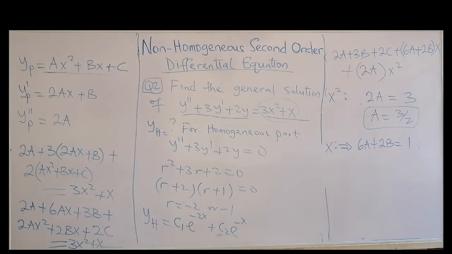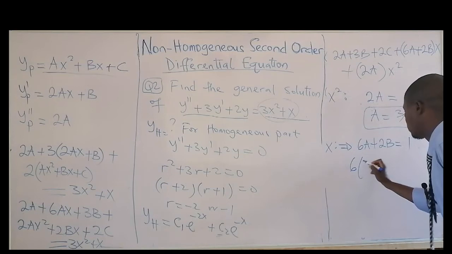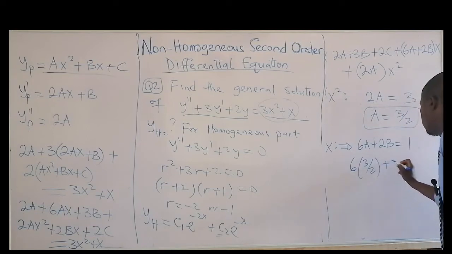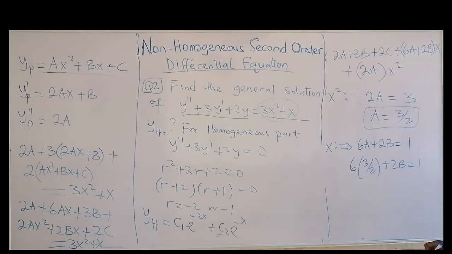The coefficient of x is equal to 1, and that will be 6 into bracket 3 over 2, plus 2b equal to 1. This will give me 6 times 3 over 2, that's 9, plus 2b equal to 1. So 2b equal to what? 1 minus 9, that's minus 8. Then b is minus 4. So I've gotten my b also.